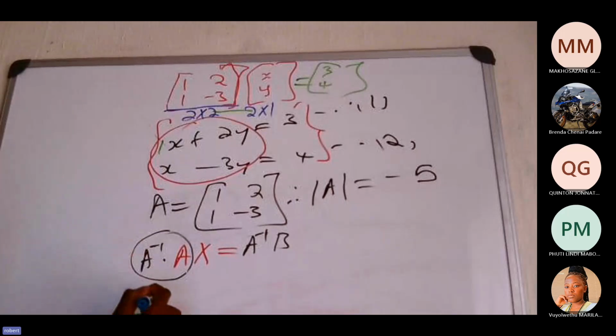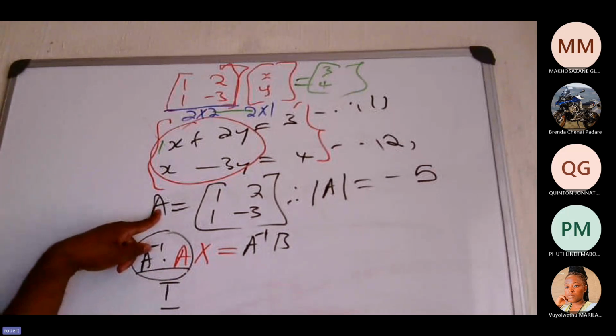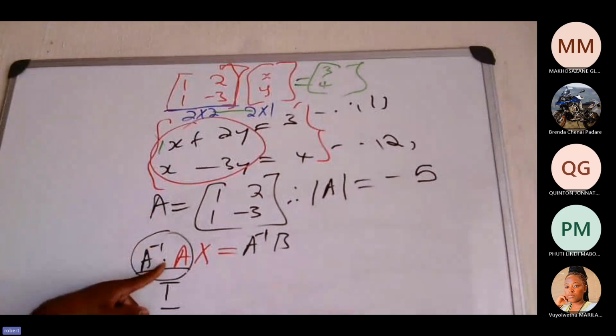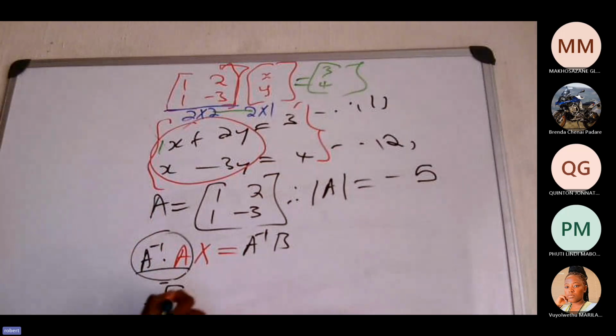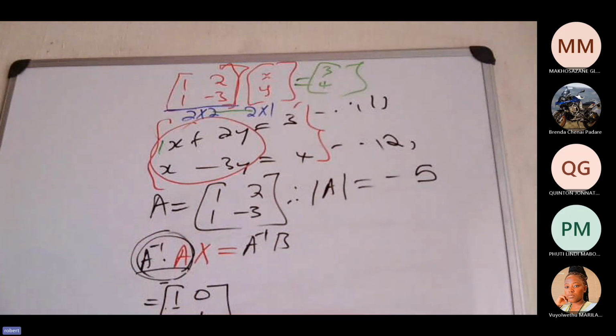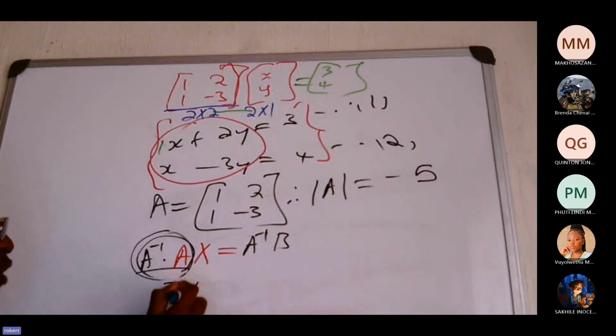Then from there, now we know what this is. This will give you the identity matrix of the same order. This is of order 2 by 2. Therefore, these two will give you 1, 0, 0, 1. If you multiply these two, they will give you this identity matrix of order 2, which is just I. Then we just write I. Then you have got X.